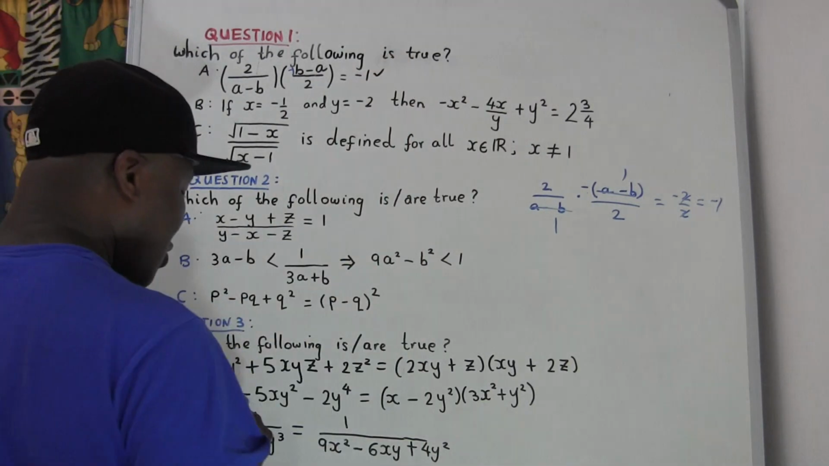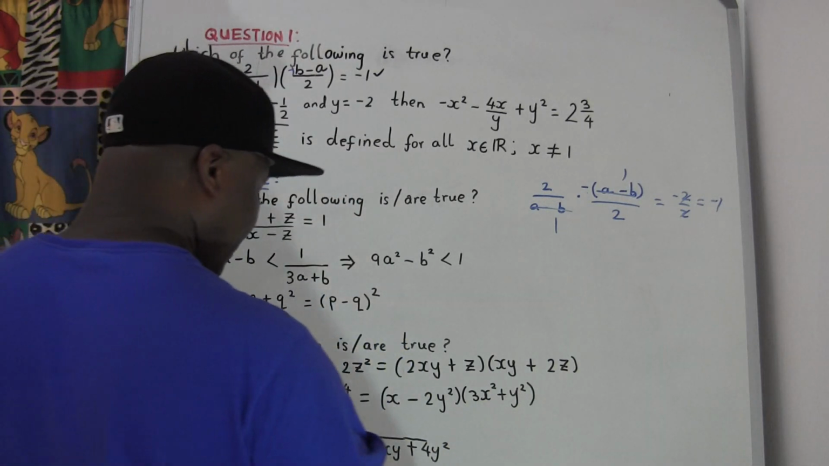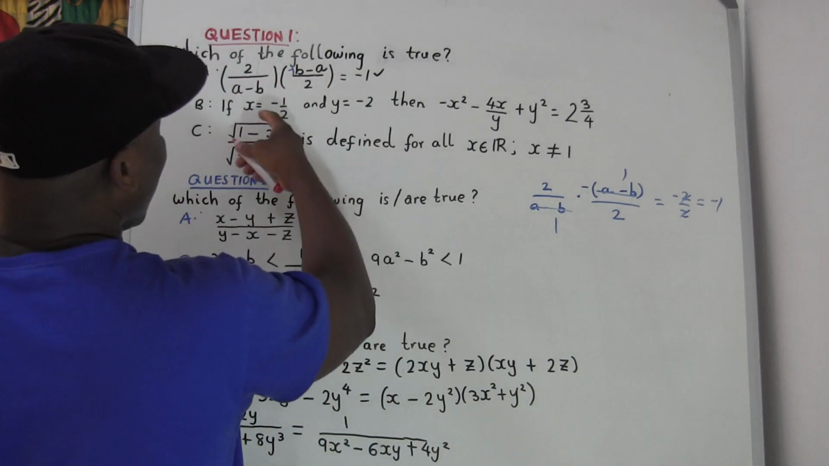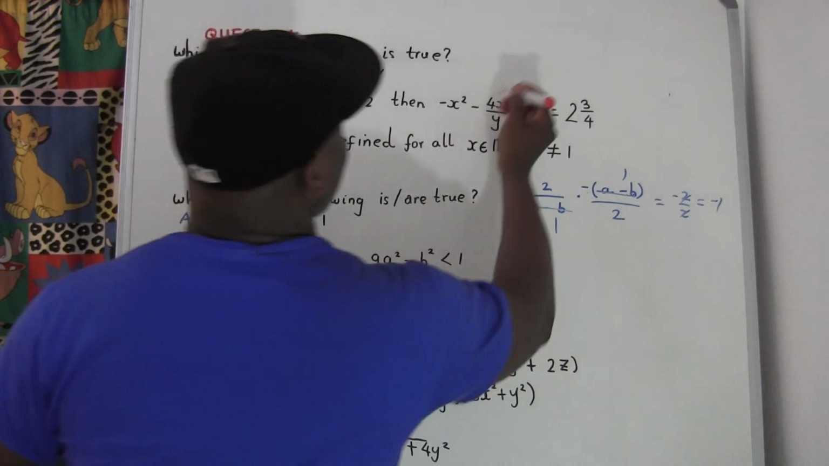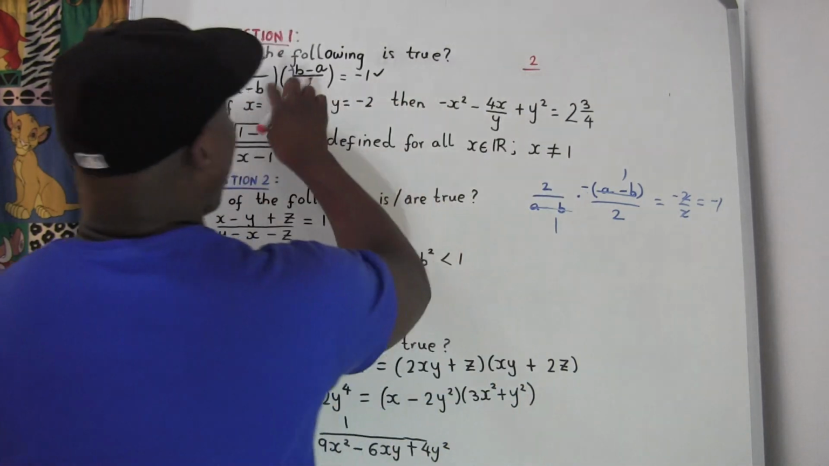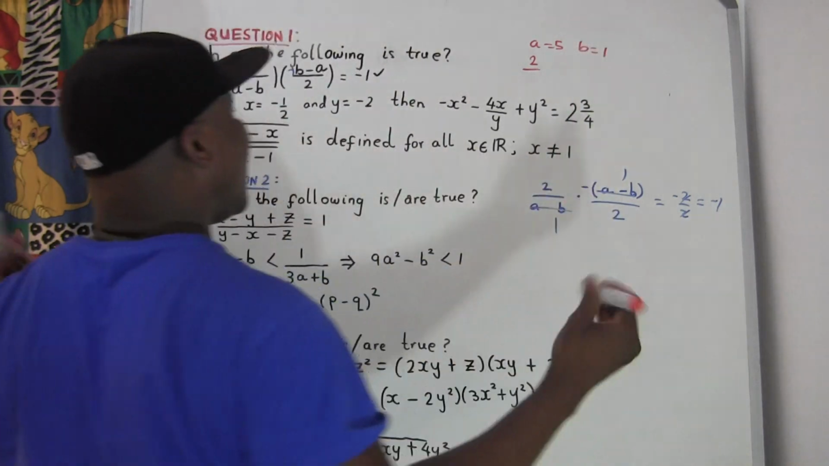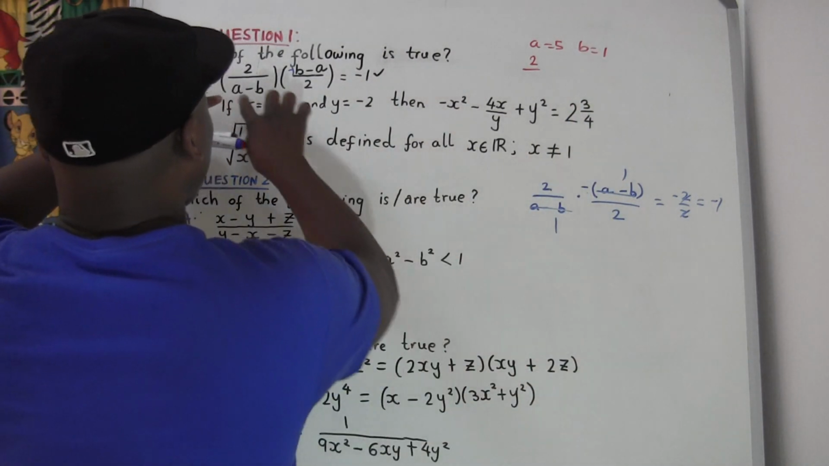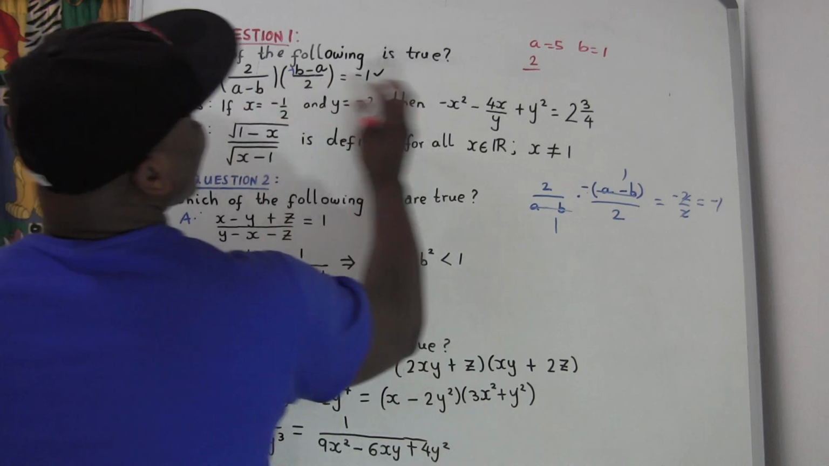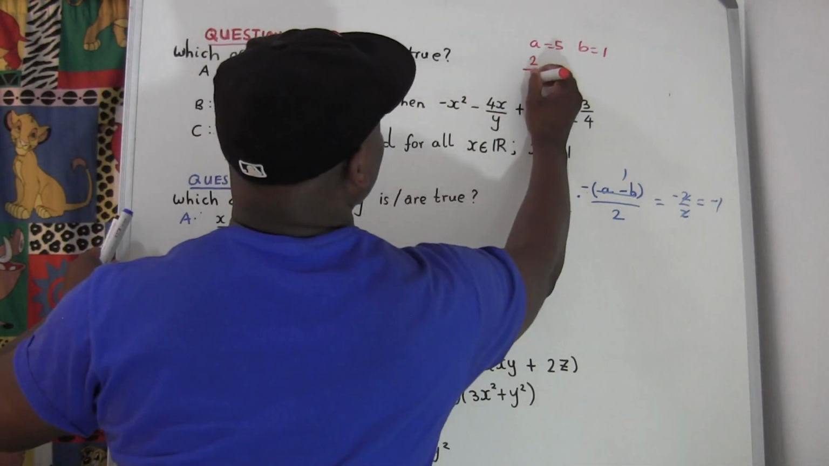If you don't want to do that method, you can just assume A equals any number. Let's say A equals 5 and B equals 1. So it's going to be 2 over A minus B, which is 5 minus 1, equals 4.